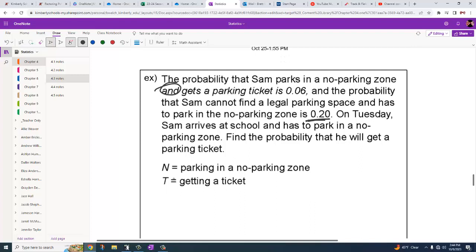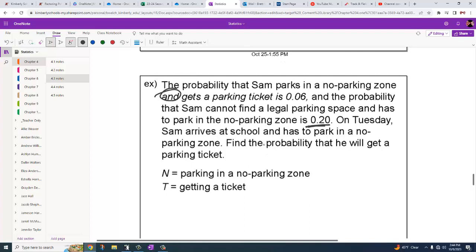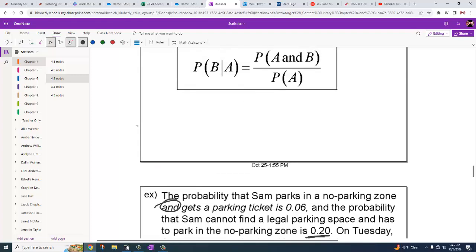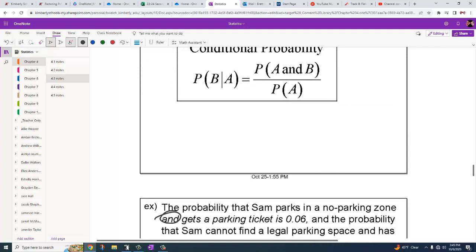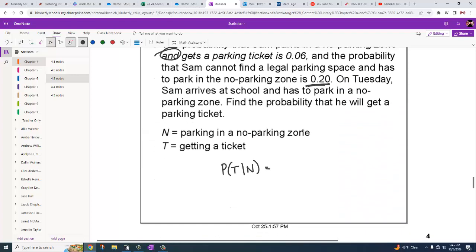So N is the no parking zone, T is getting a ticket. So we're trying to figure out the probability that he gets a ticket given that he has to park in a no parking zone. Okay? So we want to know if he's going to get a ticket, given that he's parking illegally. If you think about where T and N are in that formula, T is the B, and N would be the A. So this is divided by the probability of N.